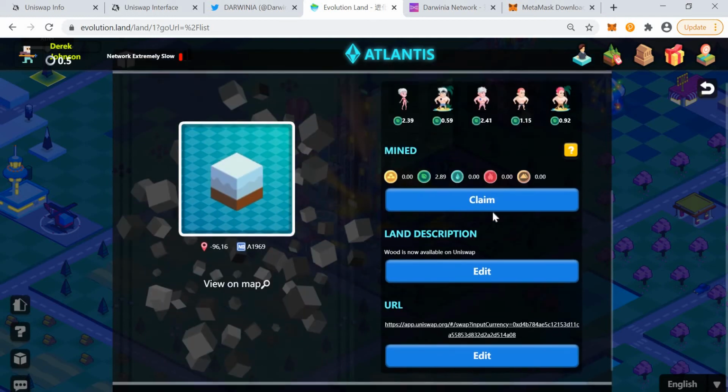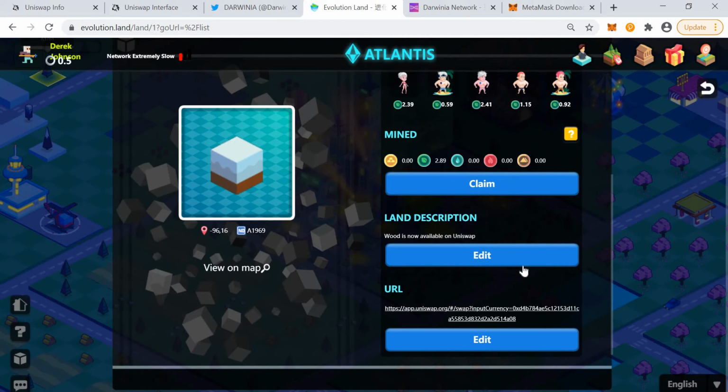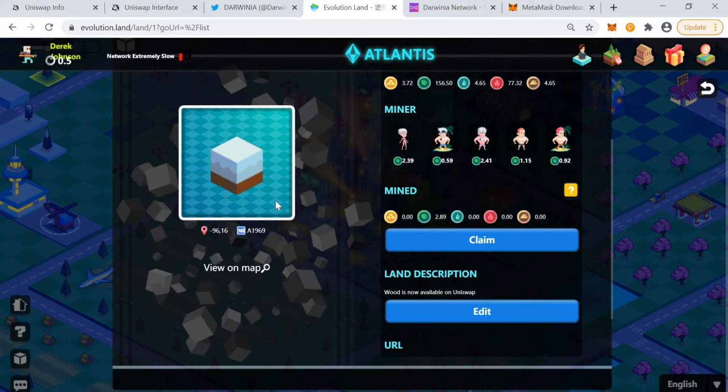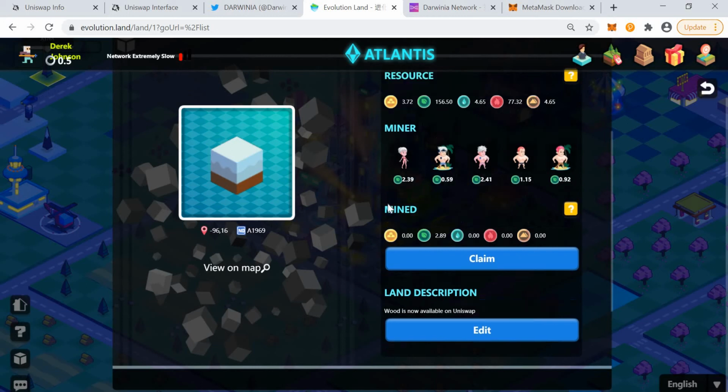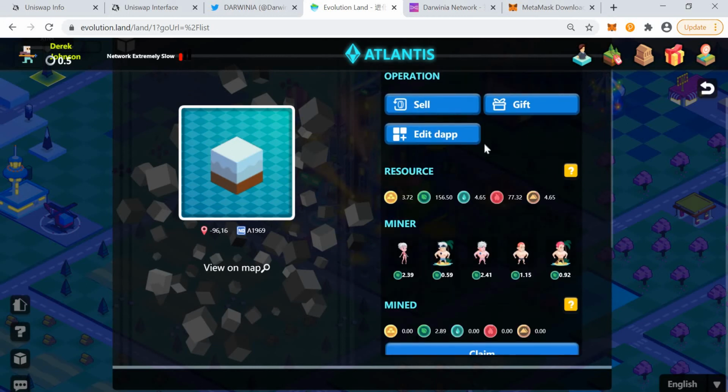And then also with the land, you can add descriptions. Like here I said the wood is now available on Uniswap, which just came out the other day, and a URL for the Uniswap. So you can put in pictures and whatnot. Not on version 2, but on version 1 you can put pictures on your specific land for promoting and advertising. So I'm not sure how they're going to do that here.